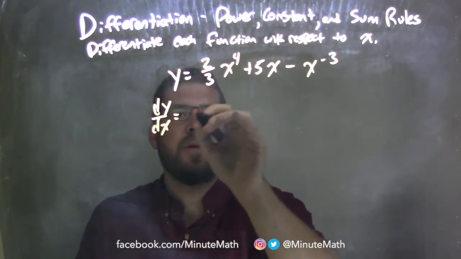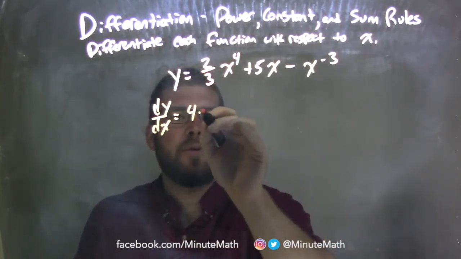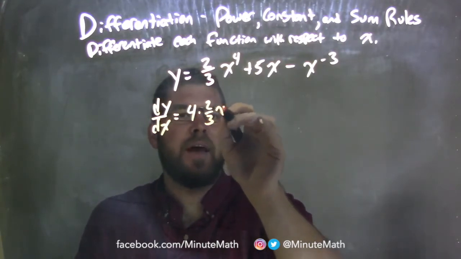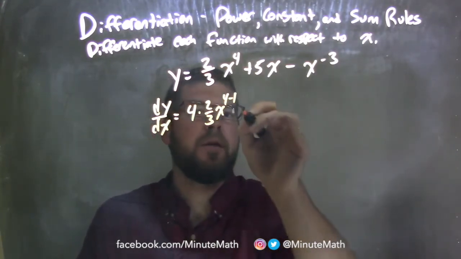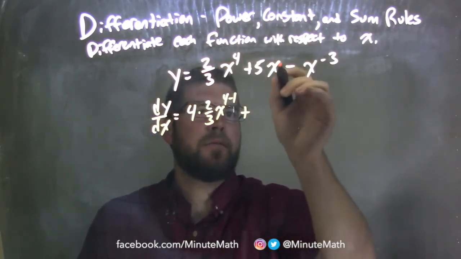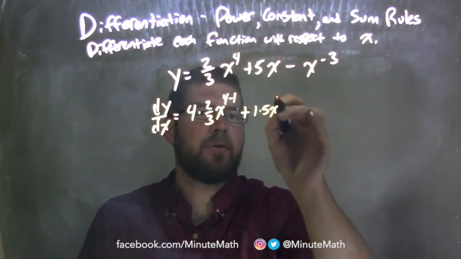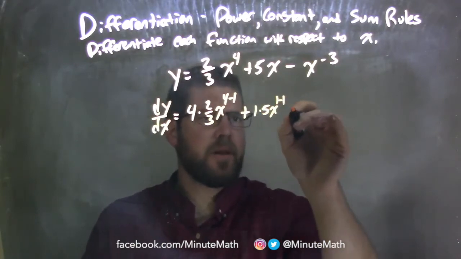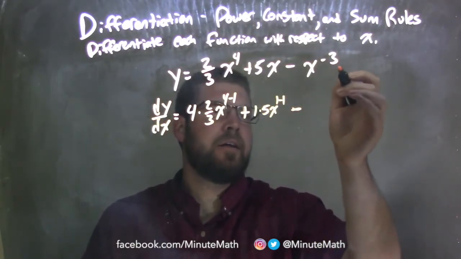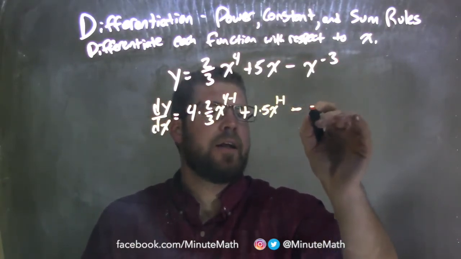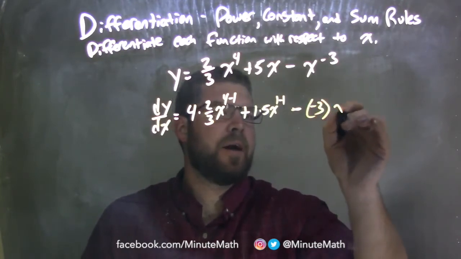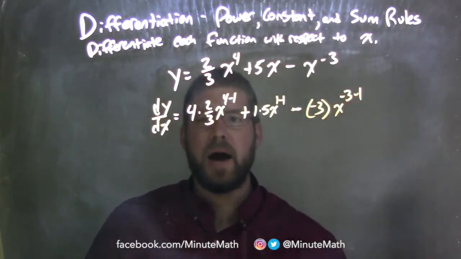So this first part here, 4 comes out front, 2/3 times x to the 4 minus 1 power. Plus, power rule here, there's an exponent that's 1 there, so we have 1 times 5, x to the 1 minus 1 power, minus, power rule here again, negative 3 comes down up front, negative 3, times x to the negative 3 minus 1 power.